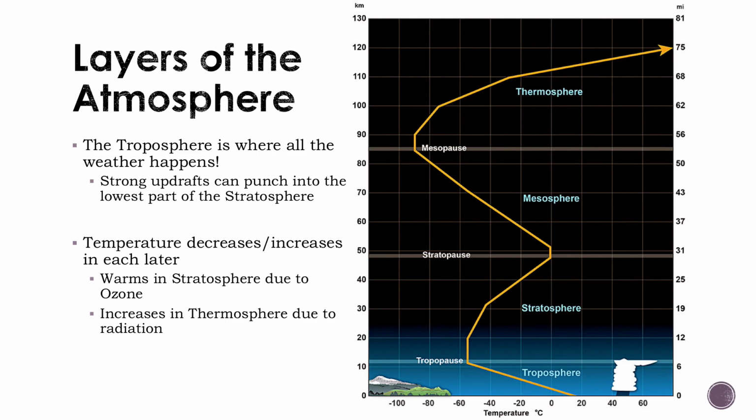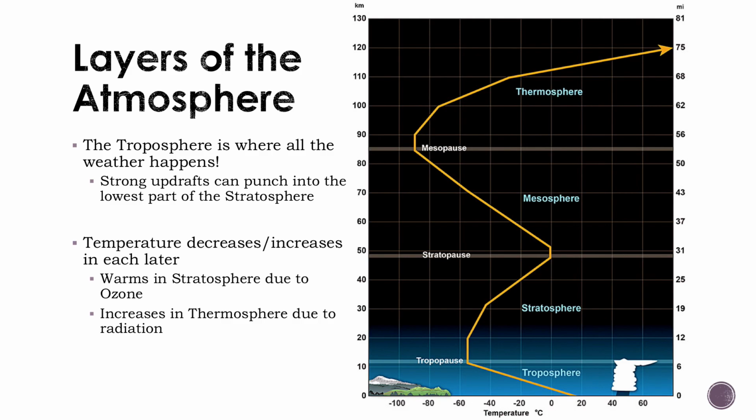The troposphere, the lowest level, is the level that we live in, and it's where all the weather happens. I would say 99.9% of all the weather happens in the troposphere. The one exception is if you get a really, really strong thunderstorm and that updraft, remember all that upward air, is strong enough to punch through. It can actually punch through into the stratosphere. So it's not going to go really far into the stratosphere, but it can actually reach up into the next layer of the atmosphere.